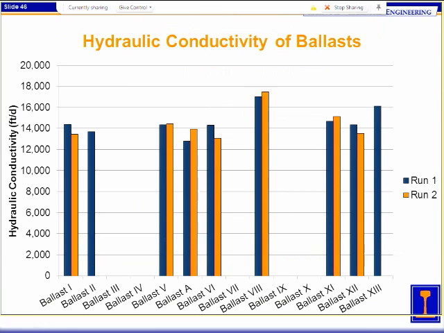So here's what we've tested so far. We've got about halfway done or so. As you can see, for the ones that we've gotten that second run done for, pretty close results. So pretty low coefficient of variation. We're pretty happy with the results at the moment.